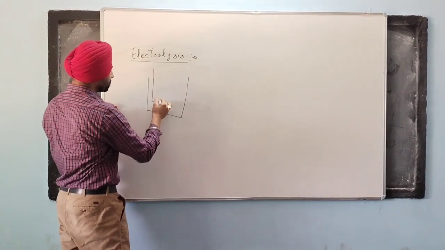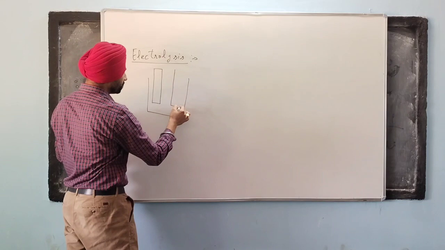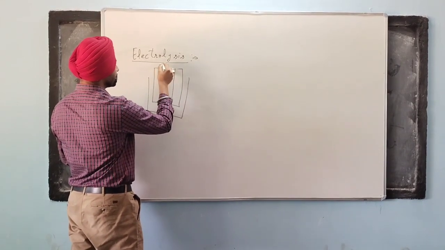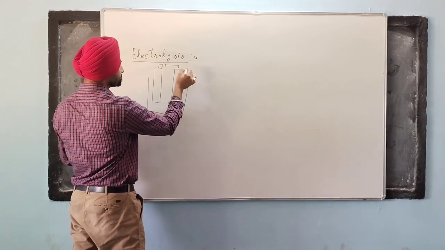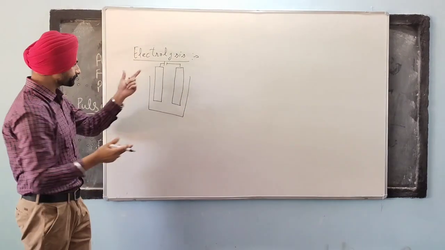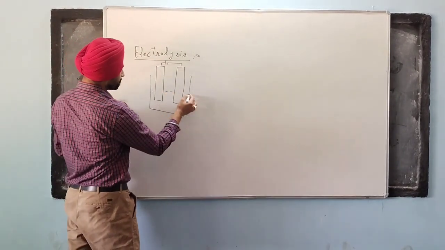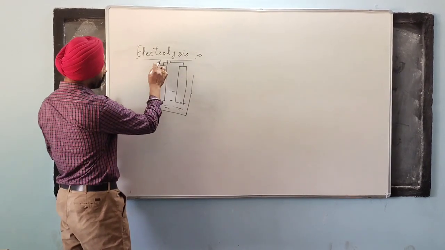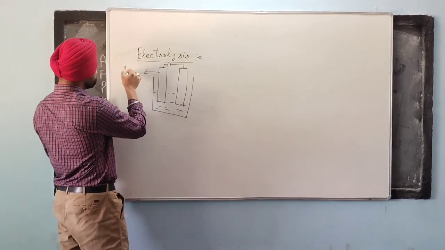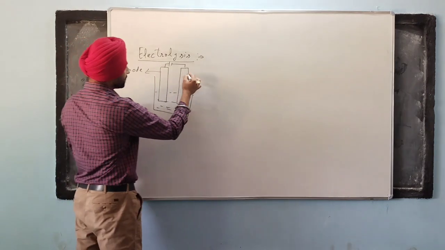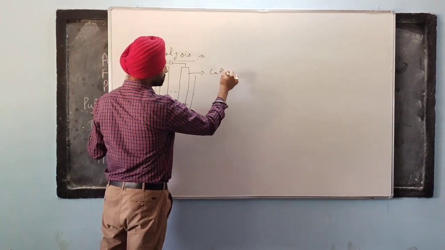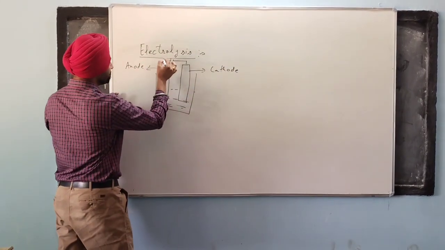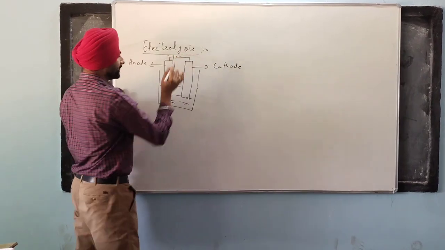So suppose we have one electrolytic cell, and we have two electrodes in it. These two electrodes are joined with some source of current. Here we have the solution in which the solid substance is dissolved. One electrode is known as the anode, another electrode is known as the cathode. Anode has positive charge, cathode has negative charge.